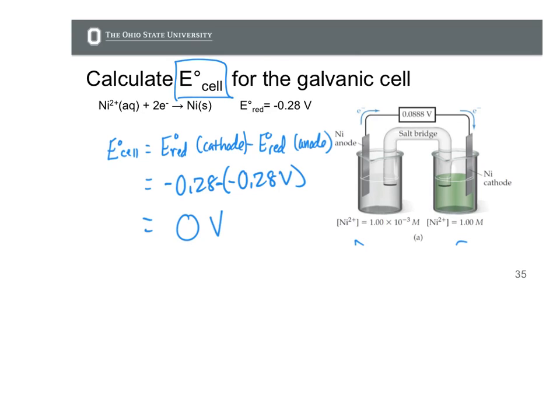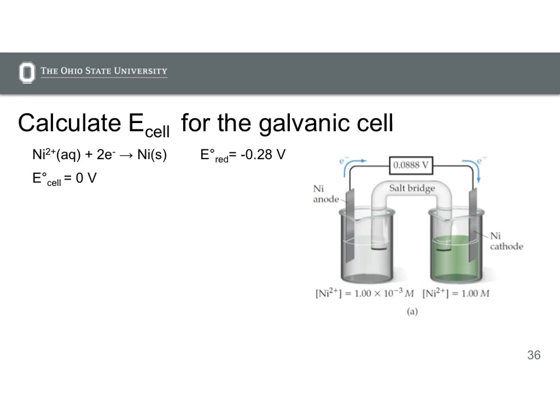So we actually need to use the non-standard formula. We're at non-standard conditions. We need to look at the Nernst equation to see why we actually get a potential difference. We get an electromotive force for our concentration cell. So now I'll let you calculate the cell potential at non-standard conditions using the Nernst equation, and I'll give you a minute to do that.